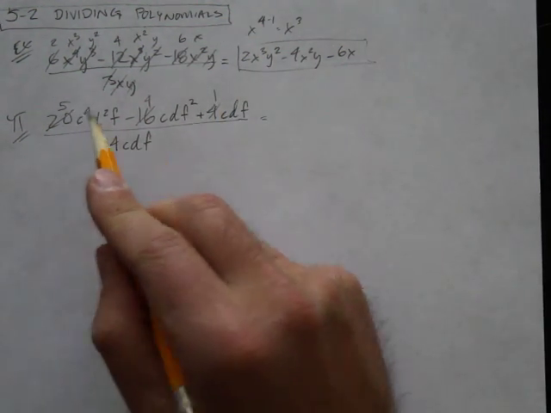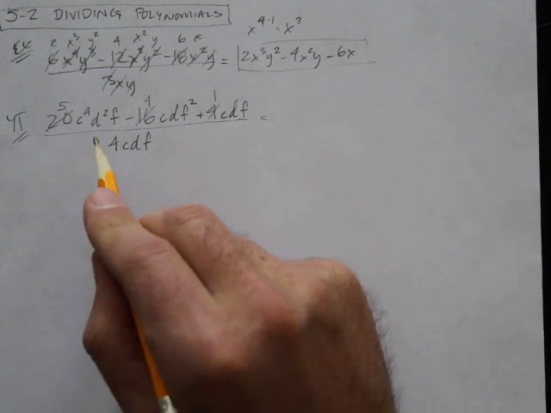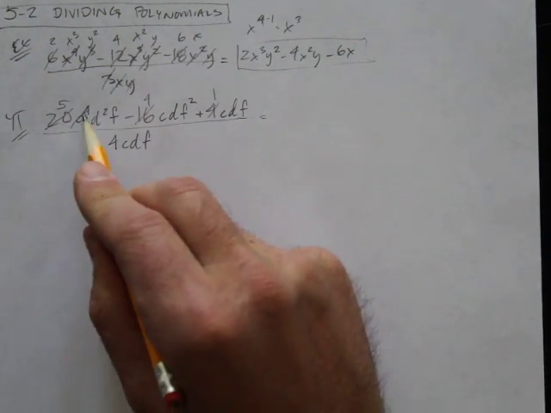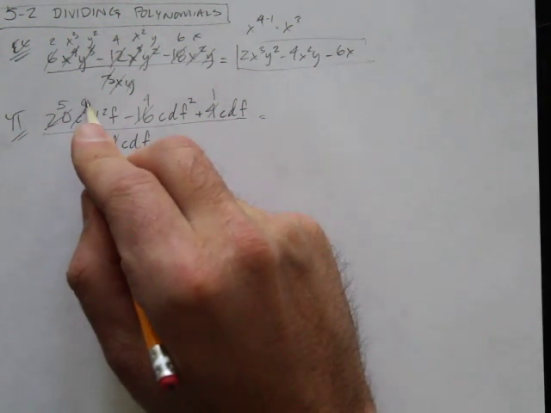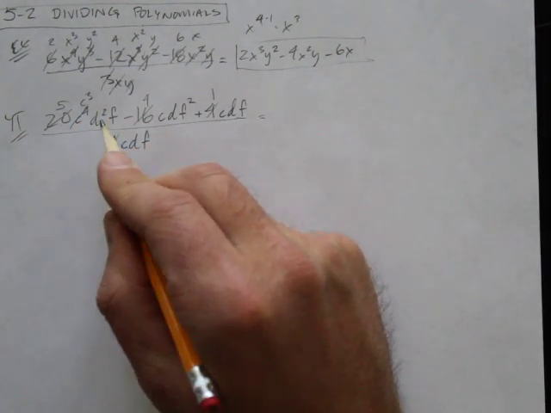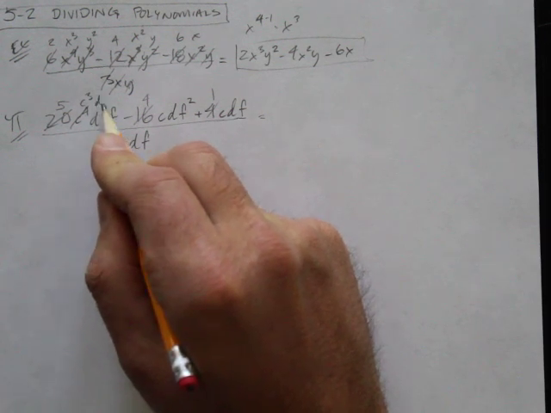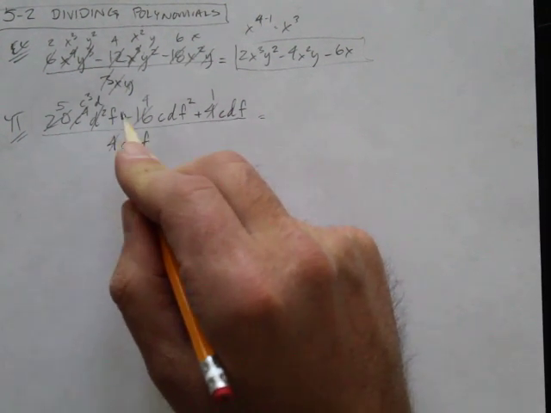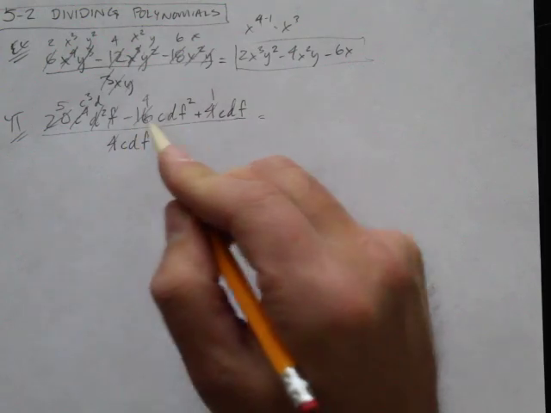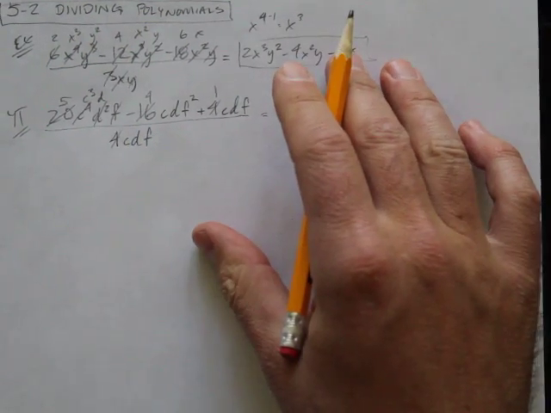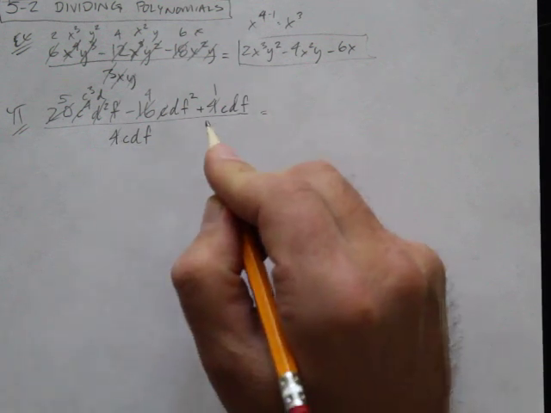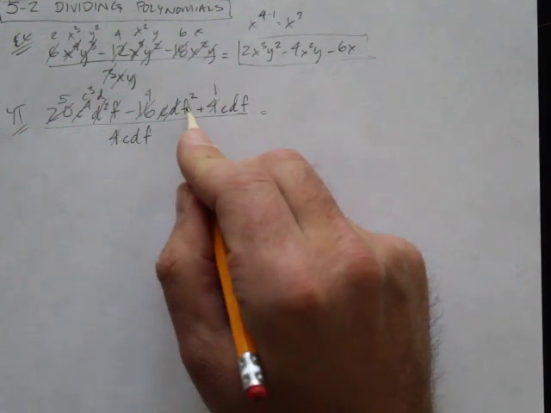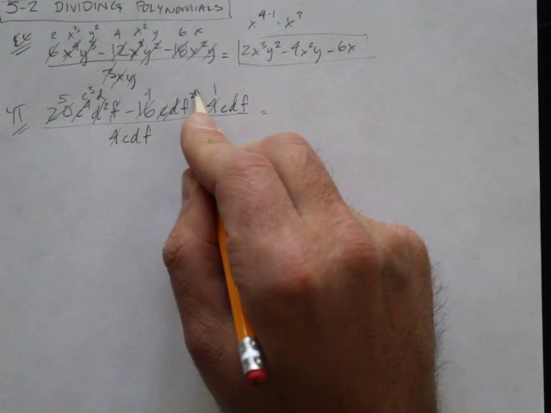I've got c's in all of these. C to the fourth divided by c to the first power is c to the third power. D squared divided by d is just d. F divided by f is 1, so that f just goes away. In the next term, c divided by c is 1, d divided by d is 1, and f squared divided by f is f.